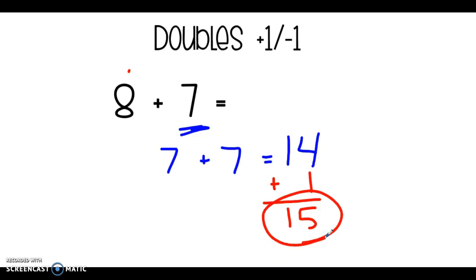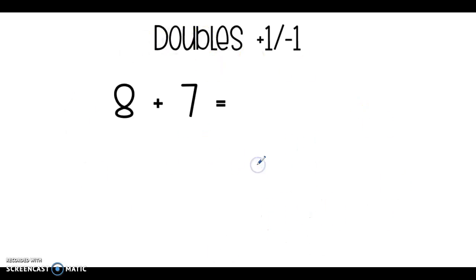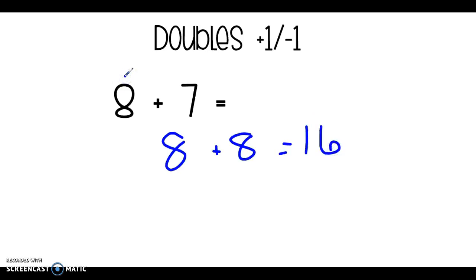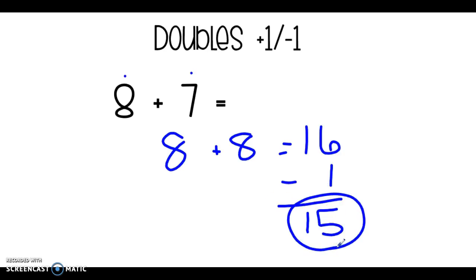Now this was just one way of doing it. Another way would be to start with the bigger number. I could do the double 8 plus 8 equals 16, and I know that 8 is one more than 7, so I could take one away from the 16 to give me 15. I still get the same answer, but I need to remember that after I double, I need to either add one or subtract one with this strategy.